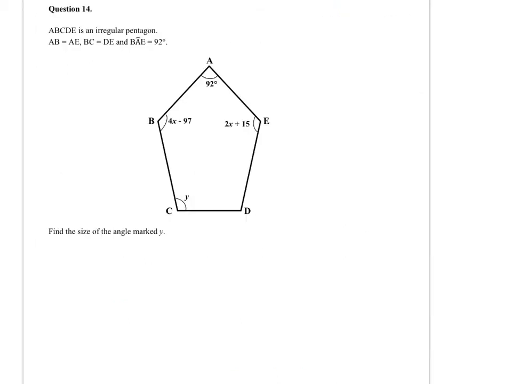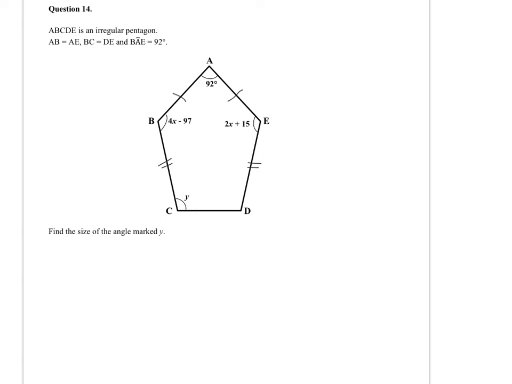Question 14. It says that ABCDE is an irregular pentagon, and we're told that the line AB equals the line AE, so these two are equal. We're also told that BC equals DE, so these two lines are equal, and BAE is 92 degrees, as that's been marked on the diagram. We're asked to find the size of this angle here, angle Y, the angle marked Y.